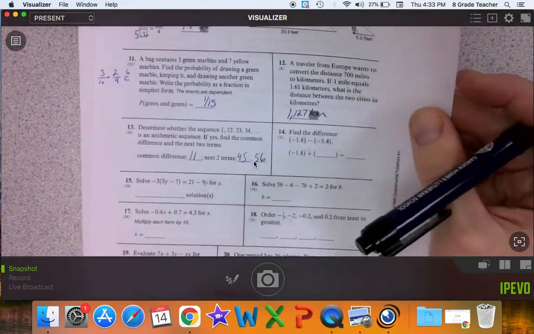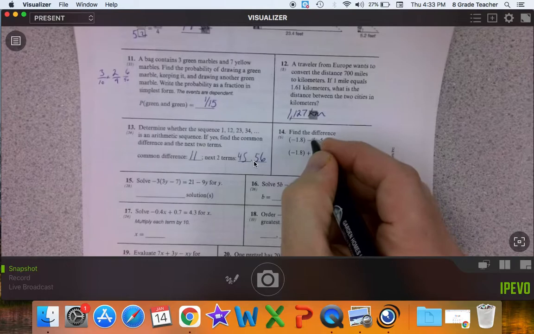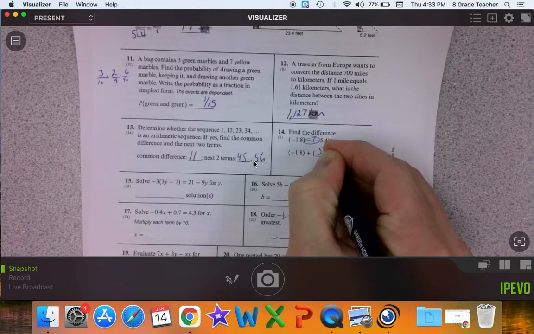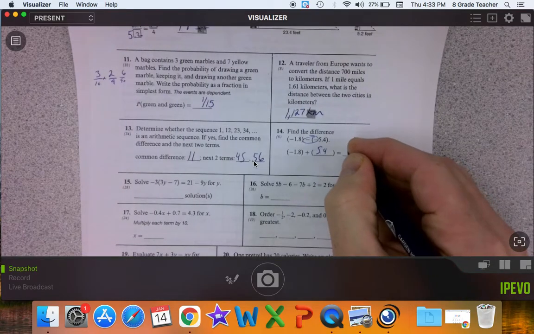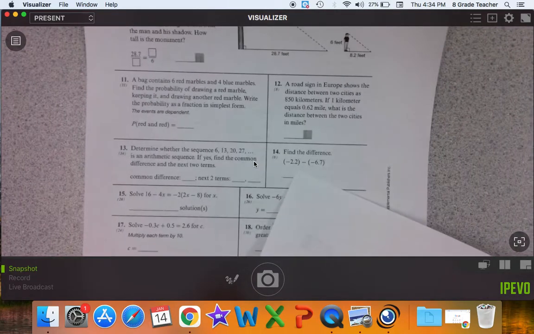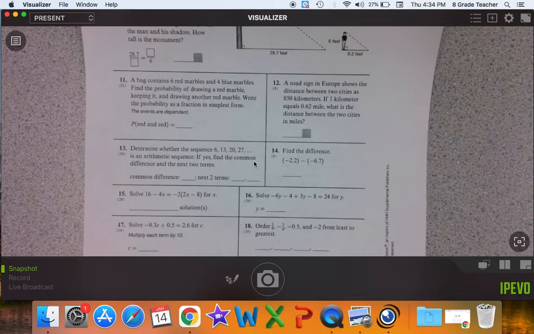For number 14, find the difference. You're going to subtract the two values. You've got two negatives here, which turns that into a positive. You would have 5.4. Negative 1 plus 5.4 for number 14 is 3.6. You're going to see something similar show up. Two negatives make a positive. Then you're going to subtract anyways because you've got a difference between those two items.